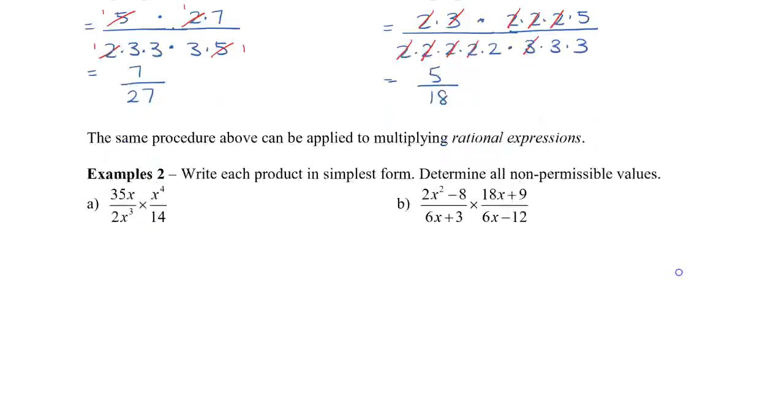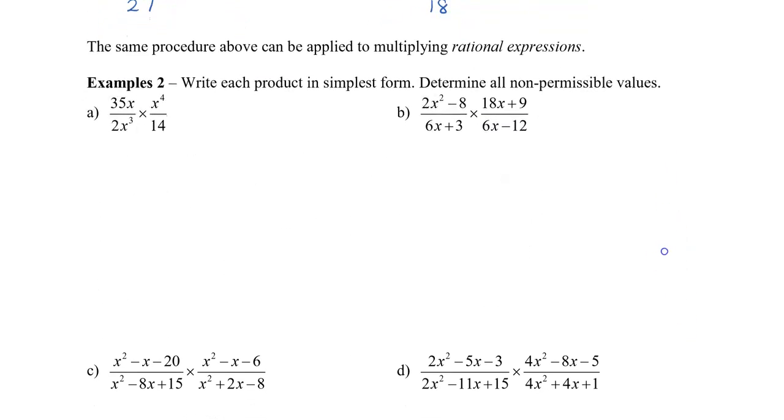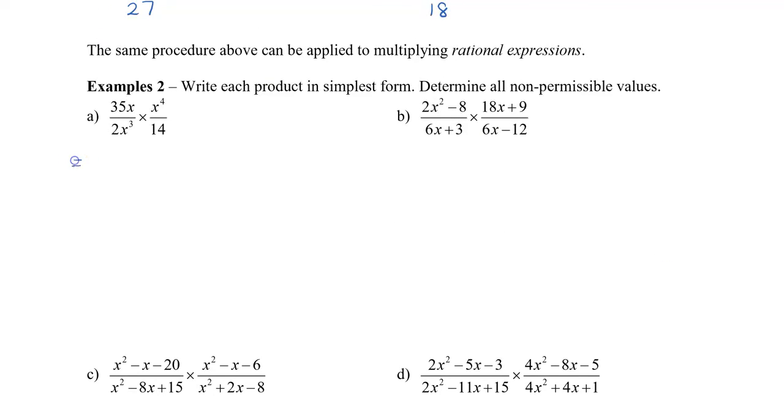So let's take a look at rational expressions. In this first one, I'm going to do it the same way that I just did the rational numbers, and break it down into all its factors. So 35 is the same as 5 times 7 times x. And then in the denominator, I have 2 times x times x times x. And then in the second fraction, I have 4 x's, and in my denominator, I have 2 times 7.